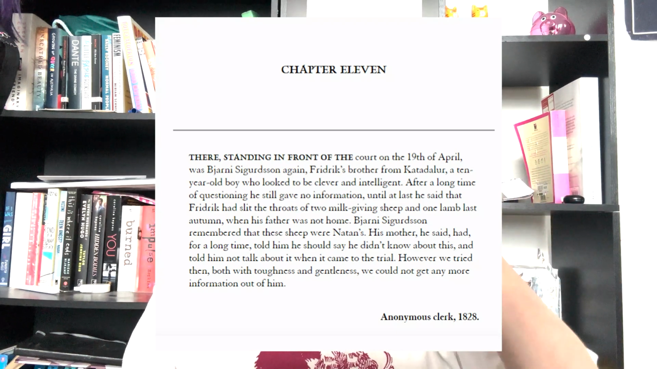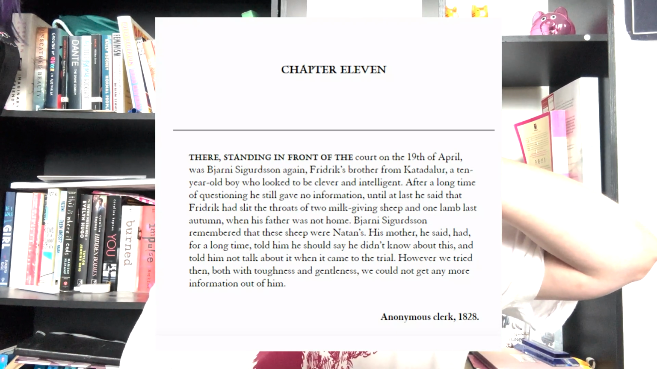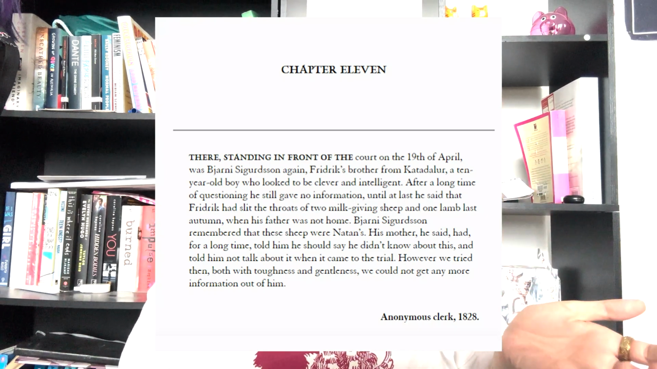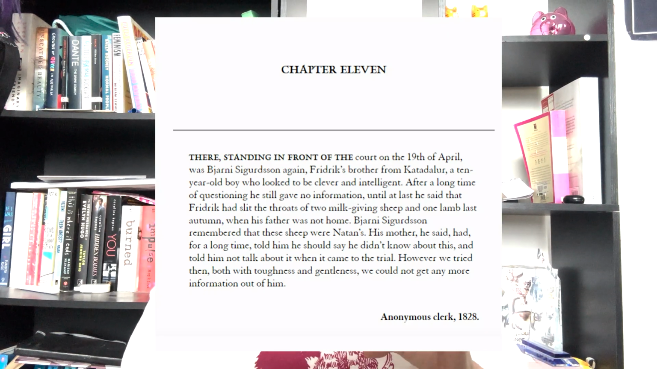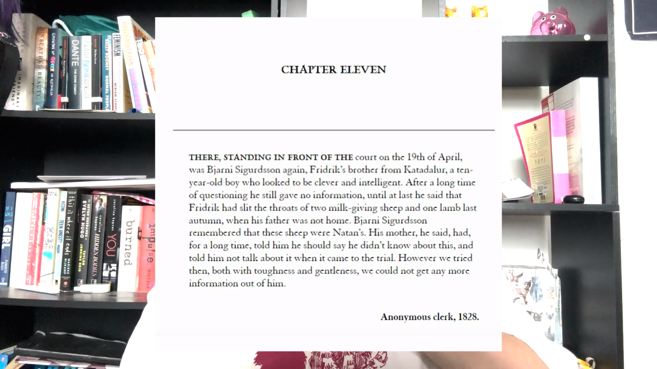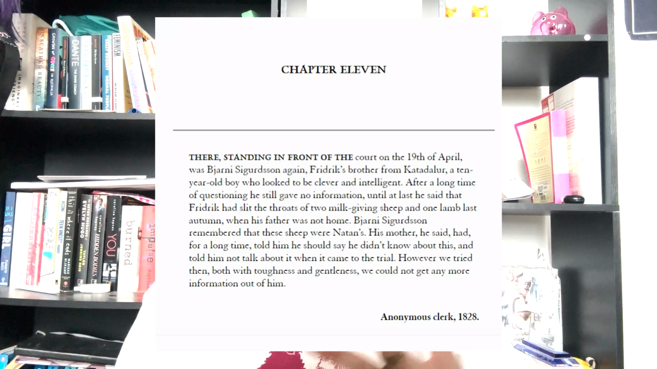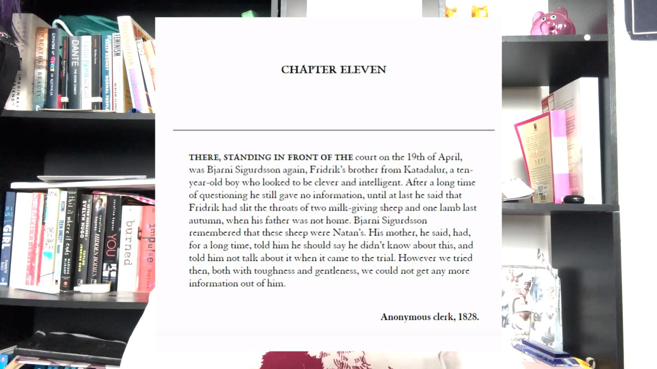Chapter 11 also starts with a document that is provided from an anonymous source. And this one is all about Frederick killing sheep. So it says that Bjarni Sigurdsson, who's Frederick's brother, who was 10 years old but looked to be clever and intelligent. How does somebody look clever and intelligent? What do you think that in this society somebody that is clever and intelligent might look like? After a long time of questioning, he gave no information, but just that he had slit 2 sheep throats and 1 lamb's while his father was not home. Interesting, right? Bit of foreshadowing, I feel.